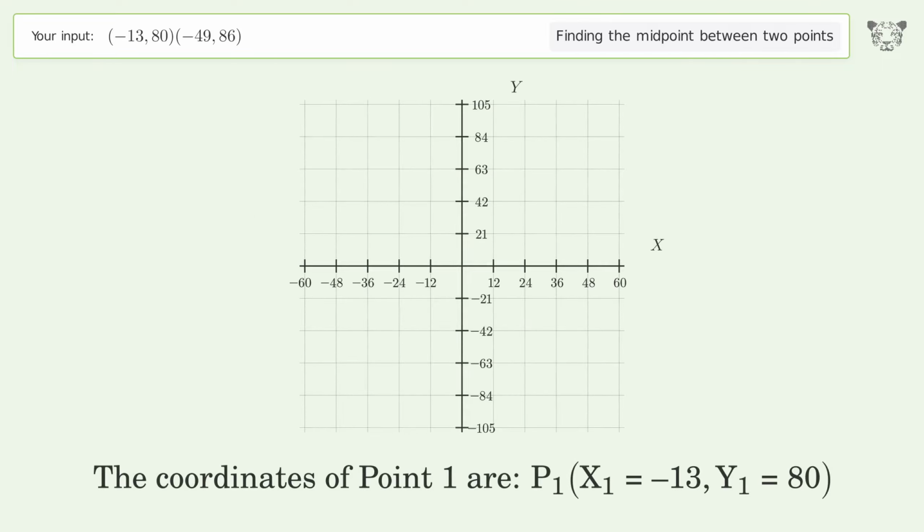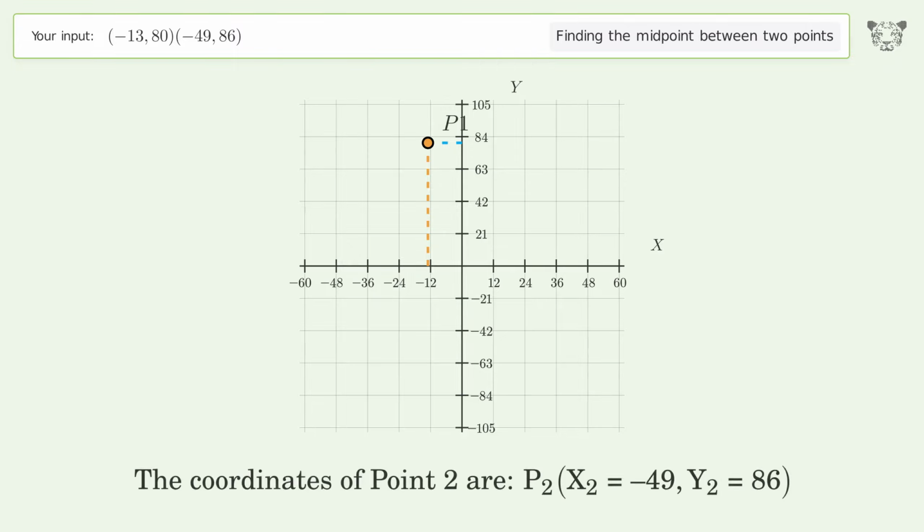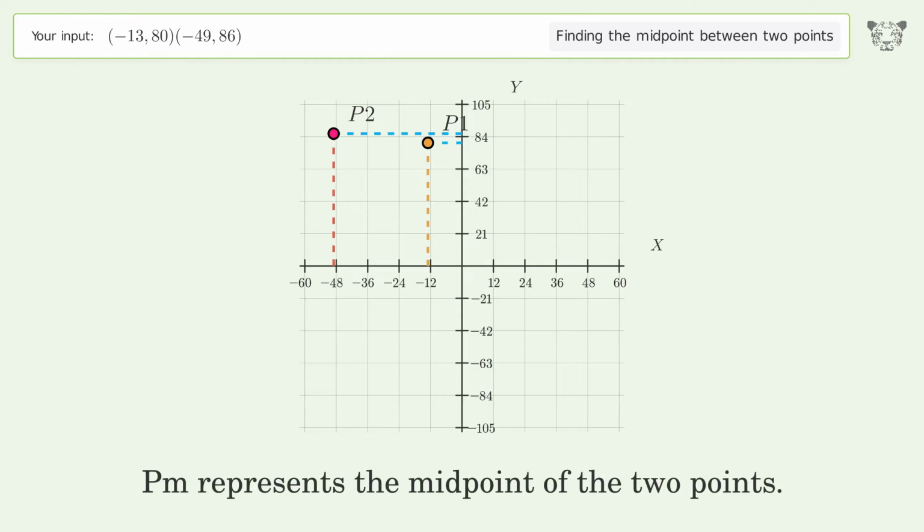The coordinates of point 1 are x1 equals -13, y1 equals 80. The coordinates of point 2 are x2 equals -49, y2 equals 86. PM represents the midpoint of the 2 points.